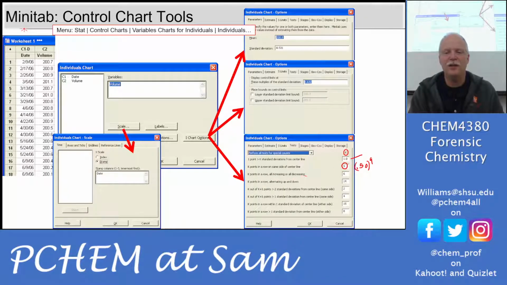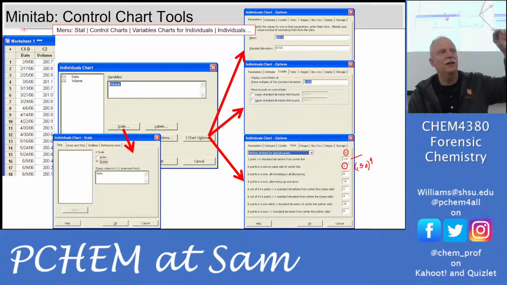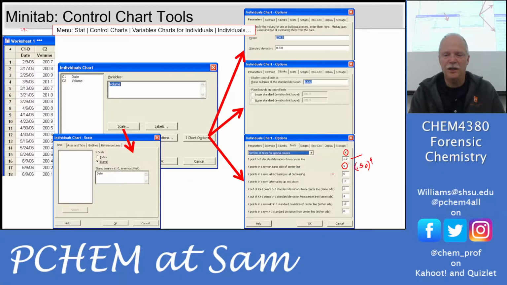If they're all increasing or decreasing, then you've got a trend, right? So here's 6 points in a row, all increasing, or 6 points in a row, all decreasing. K points in a row, alternating up and down. If you have 14 points in a row, up, down, up, down, up, down, that's not random. And so you can turn on any one of these things that may alert you to being out of control.